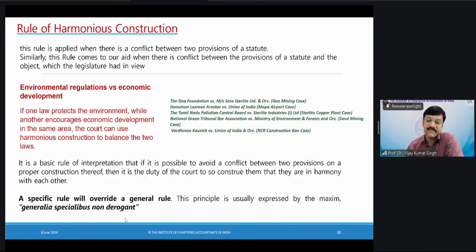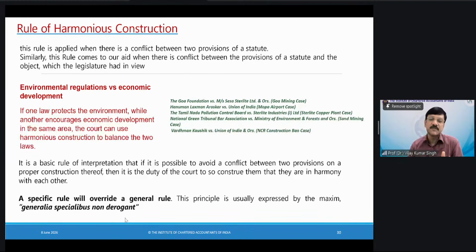One says that protect animals. The other says that, okay, fine, you can have slaughterhouses. So now these two things need to be balanced. You cannot have a complete ban on slaughtering of animals. At the same time, you cannot allow everybody to be slaughtered. So you need to have some balance. And that is what is called harmonious construction.